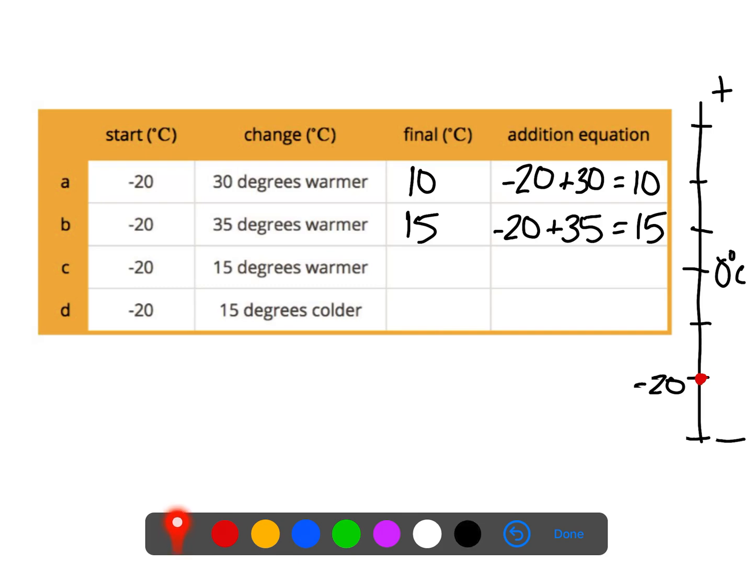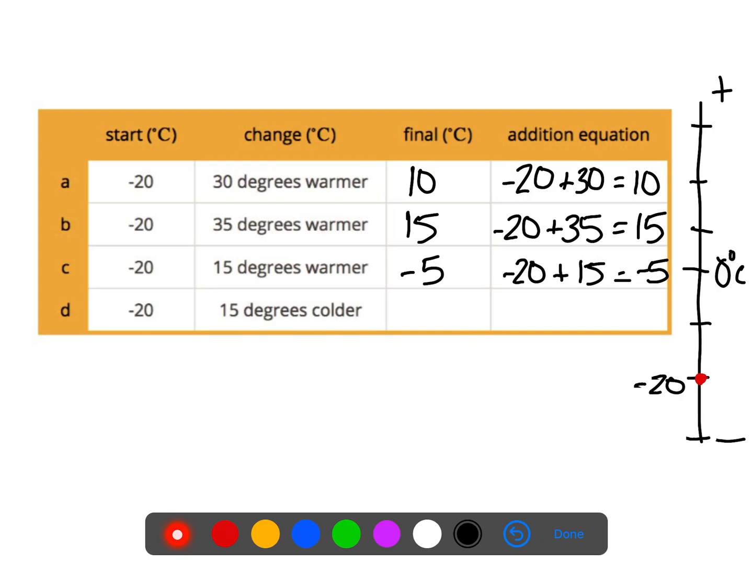Next, we're only going to get 15 degrees warmer. So we could go back to our starting point of negative 20, get 10 degrees warmer, and I'm at negative 10. Get 5 degrees warmer, I'm still below 0, and I'm at negative 5 as my final temperature. So negative 20 plus 15 equals negative 5.